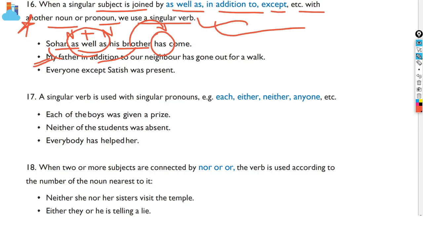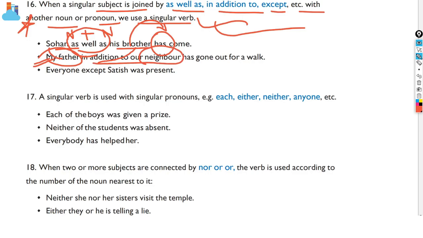My father, along with my villagers or along with the committee members, went to the meeting. Now look, the last part is plural. In spite of all this, what will we be considering? We will be considering the first one. My father is singular, and therefore a singular verb will follow. My father in addition to our neighbor, right?